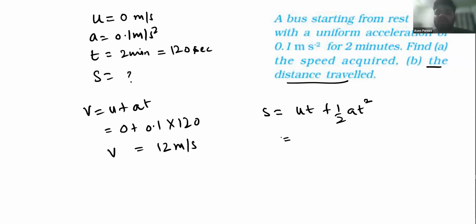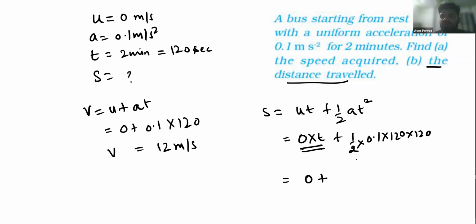Now this is 0 into T plus half into A, which is 0.1, into T squared. Sorry, T is 120. So 120 into 120, the 0 and 1 cancel, and 6 into 120 equals 720 meters.